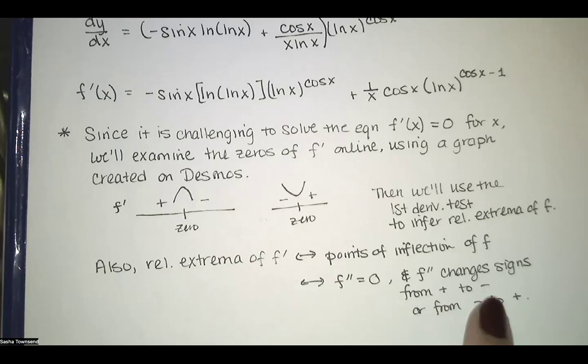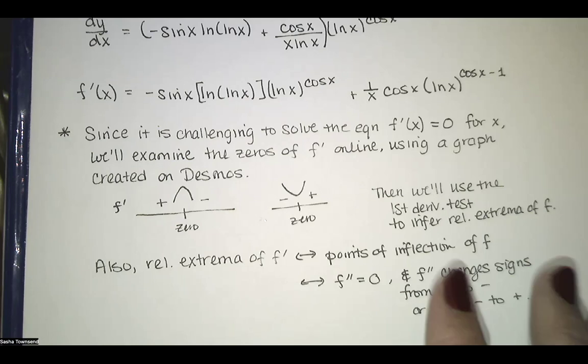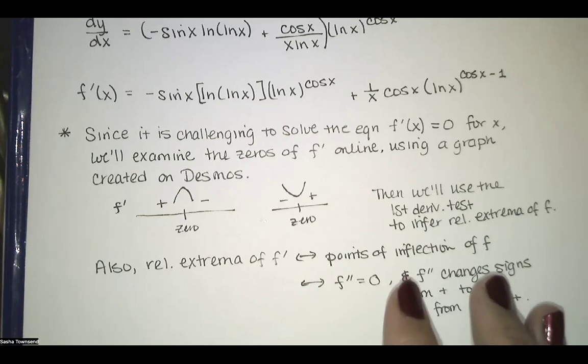The second derivative changes from positive to negative, it's going from concave upward to concave downward. When it changes from negative to positive, it goes from concave downward to concave upward. Okay, so we're going to do that.